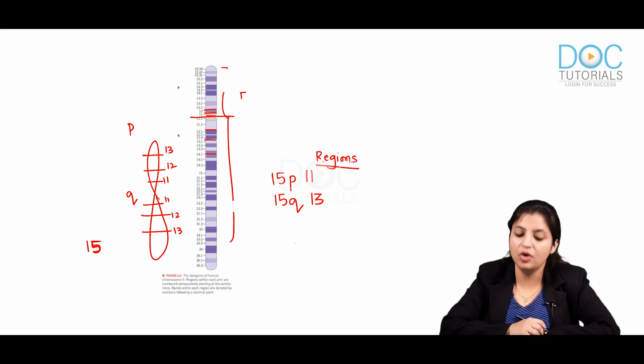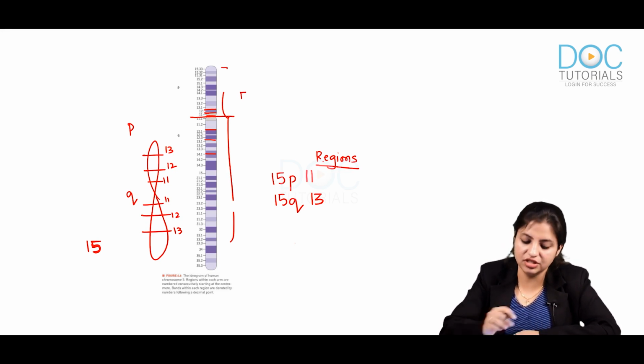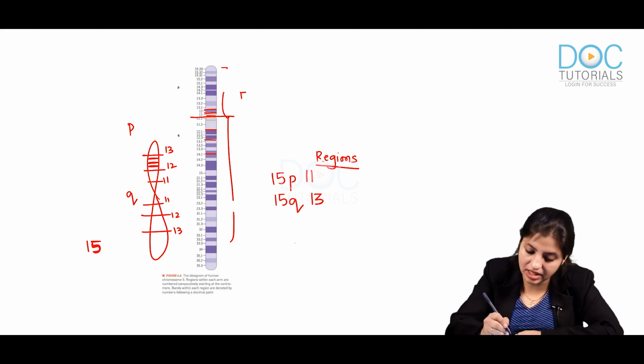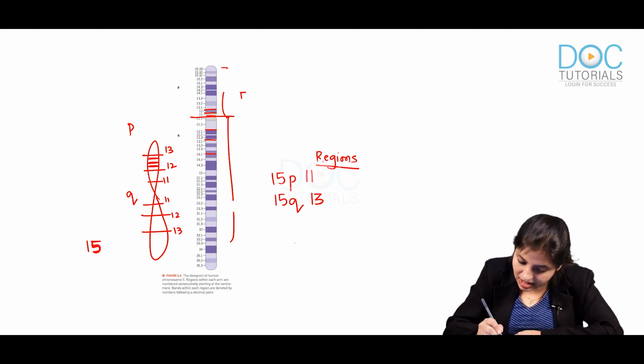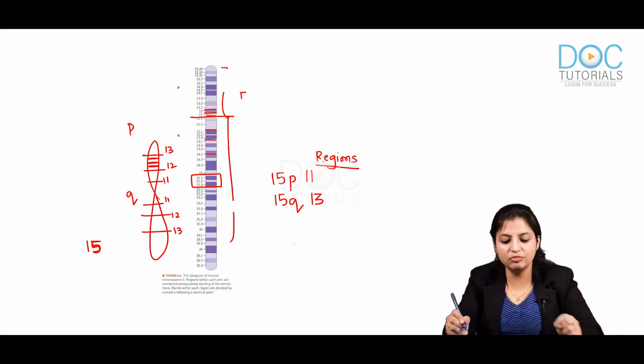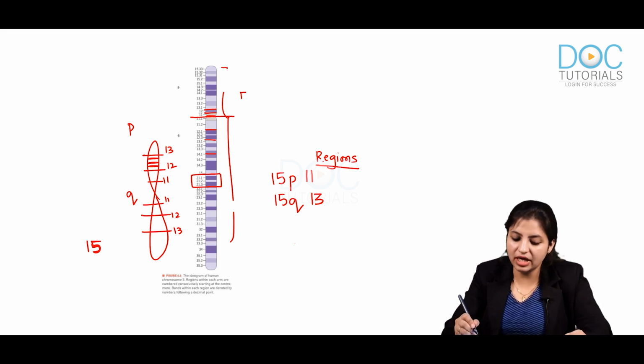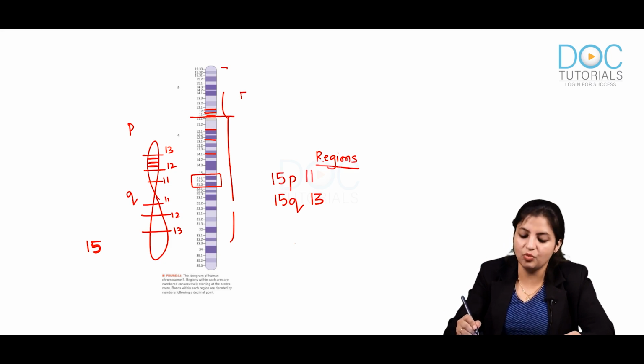Now every region is divided into bands. Every region has some bands. Let me give you an example, focusing on chromosome number 21. Chromosome number 21 has 3 bands, which you can see. So I can divide it into 3 bands: 1, 2 and 3.